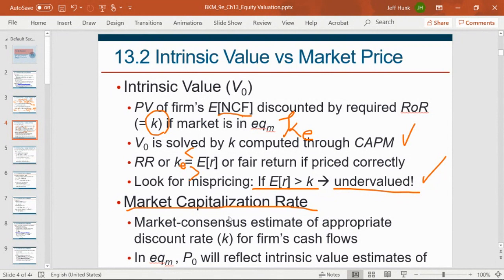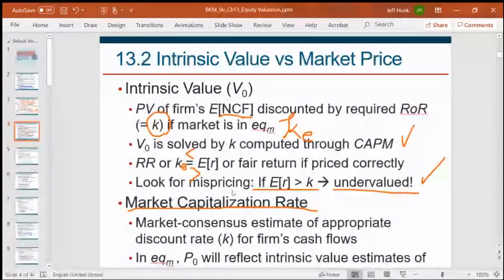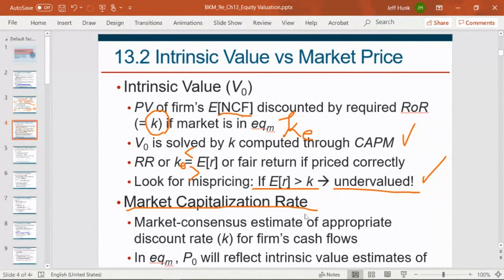That's usually the measure of, when they say Amazon is now a $2 trillion company. What does that mean? Market capitalization is $2 trillion. In other words, that's the market price times the number of shares. So then it may throw you off a little. I mean, market capitalization rate sounds like something related to that market capitalization. But what it means is actually the discount rate, which is a market consensus estimate of appropriate discount rate for the firm's cash flows.